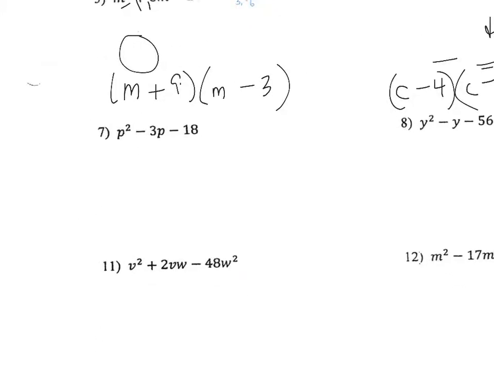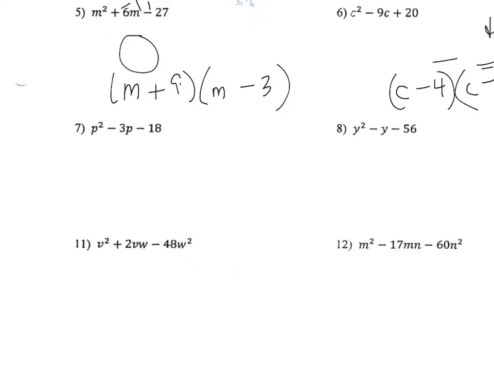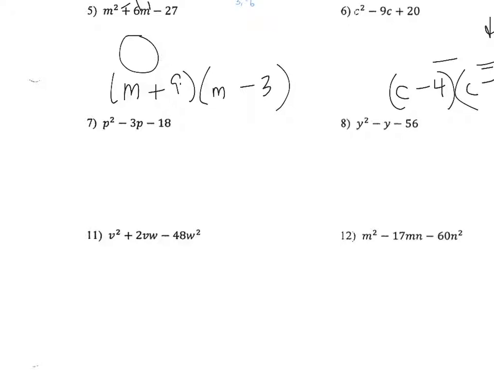And then number 7, 2 parentheses. So I got P. Now factors of negative 18. So one has to be a negative and one has to be a positive. So what are two numbers that you multiply and you get 18 that have a difference of negative 3? So I'm not going to use 18 and 1 because that's either going to give me 17 or 19.